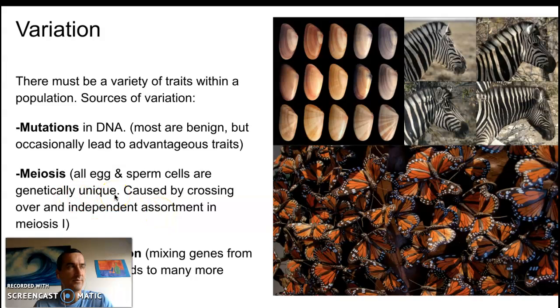During the production of sperm and egg cells, the process is called meiosis. All sperm and egg cells are genetically unique. And that unique set of genes is caused by two things. One is crossing over, and the other is independent assortment in meiosis 1, if you remember from that section of our class. And then the third source of variation is sexual reproduction. You have two unique parents and their genes get mixed, leading to many more different outcomes, different mixtures of genetic information.